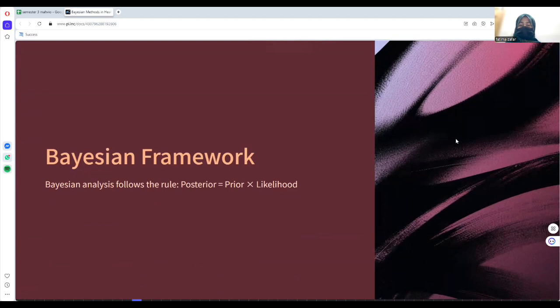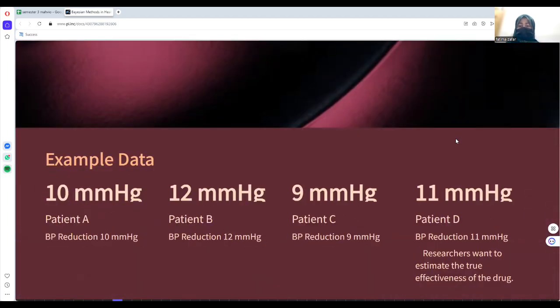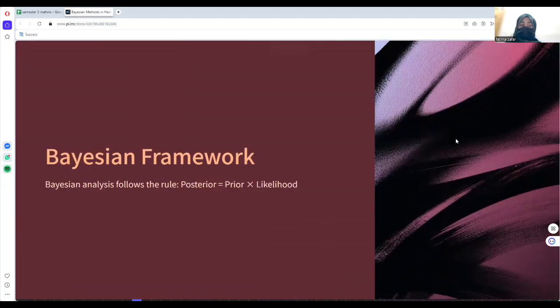Now we will see our Bayesian framework. What is our main objective here? We want to estimate the true effectiveness of the drug. In Bayesian, the posterior is proportional to the prior times the likelihood, which we will see in the example also. In the Bayesian framework, our main goal is to obtain the posterior. And what is the posterior? It is the product of our prior and likelihood.